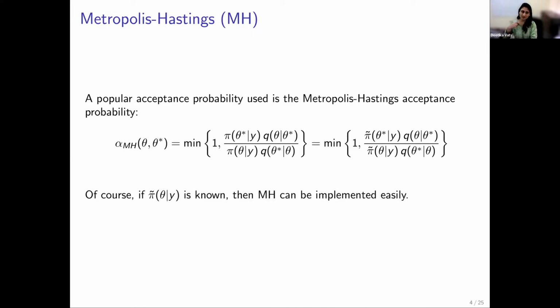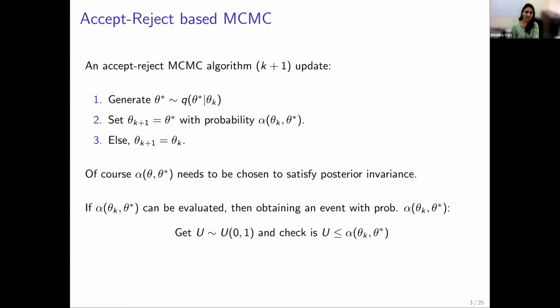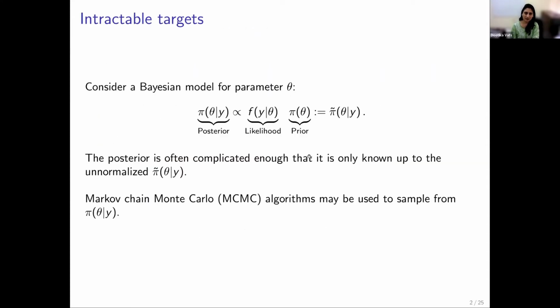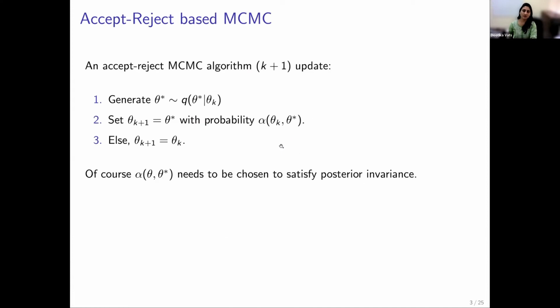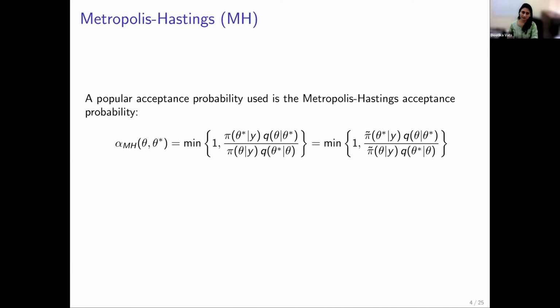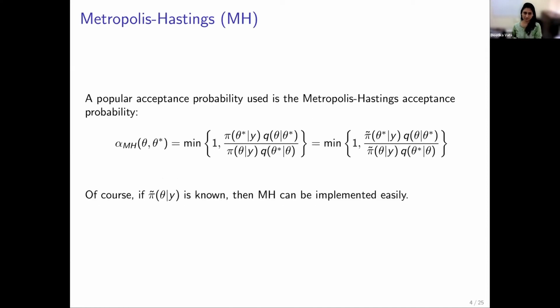Now, we can evaluate alpha MH easily if pi tilde is also known to us. Pi tilde being known to us, I'll just go back a slide or two, means this likelihood times prior is known to us. Okay. Now, there are cases where the likelihood times the prior is not known to us.